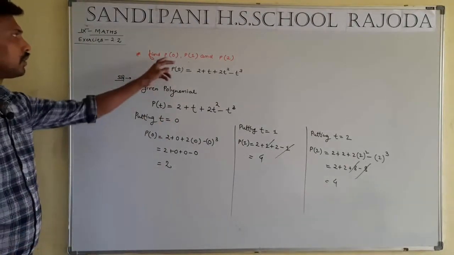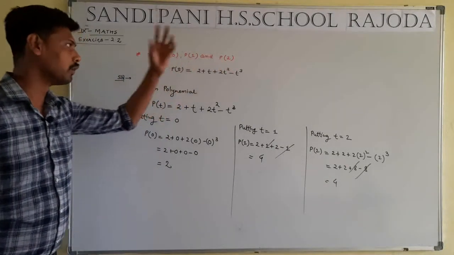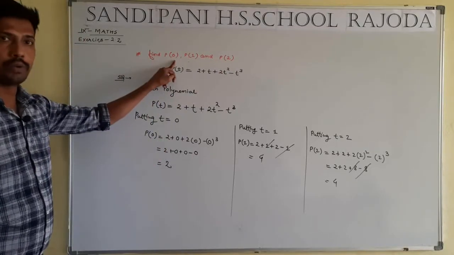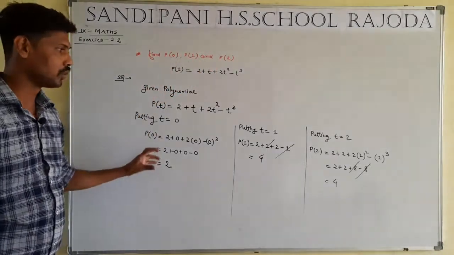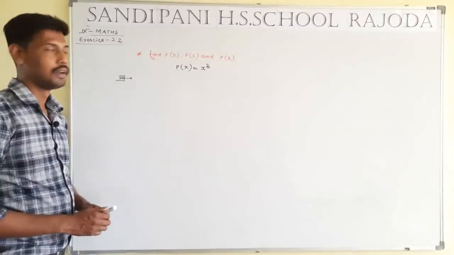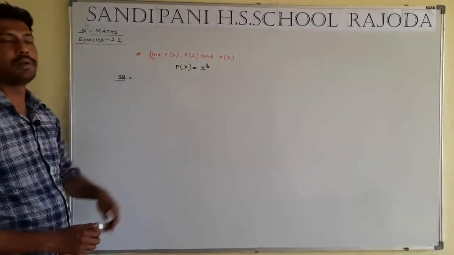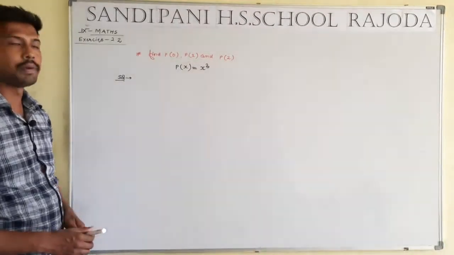Student, in the case of P0, P1 and P2, we have to put t equal to 0, t equal to 1 and t equal to 2. That is the solution of this question. Next question, find P0, P1 and P2. Px will be equal to x cube.